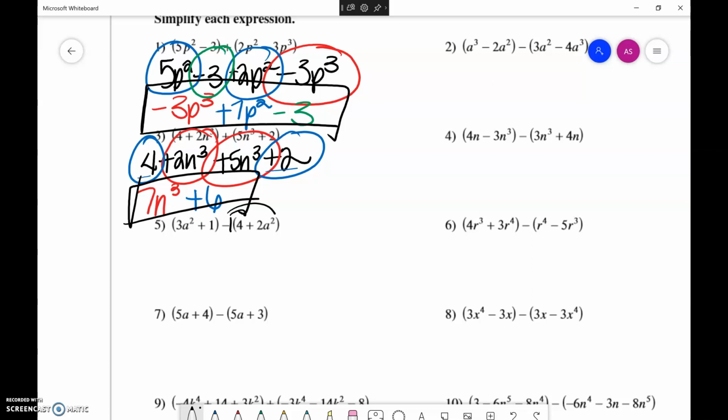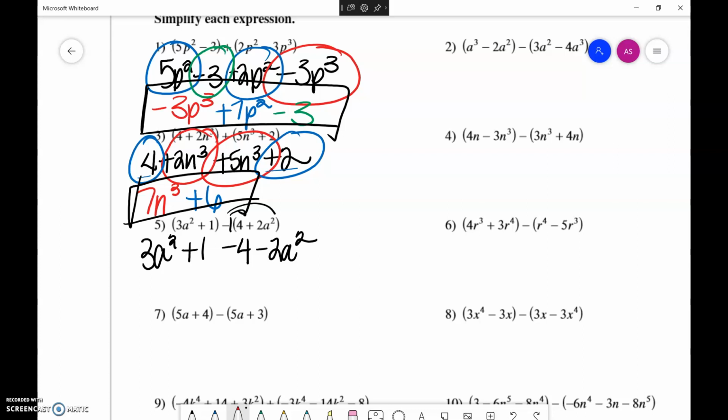So I'm doing negative 1 times 4, that's negative 4. I have negative 1 times 2a squared, that's negative 2a squared. So please make sure you apply that negative 1 to everything on the inside. A lot of students make the mistake and just apply the negative to the first number. So make sure you do all of them. Then I'm just going to bring down the other part that I didn't mess with.